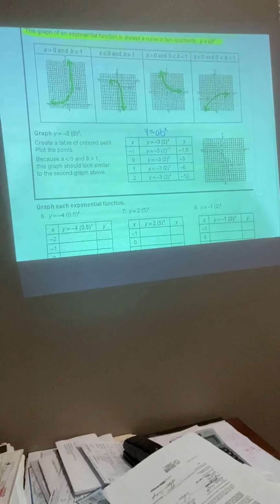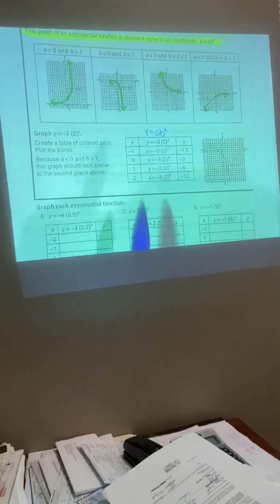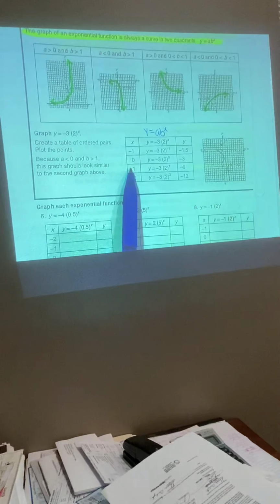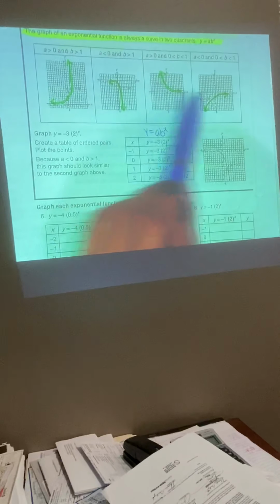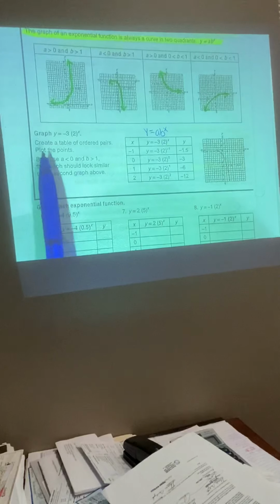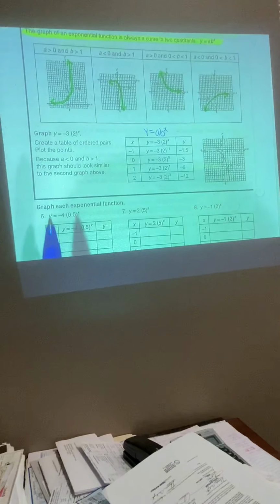So we're going to graph this. Now, the x values will be given to you because you want it to make a nice smooth curve. See how it makes a smooth curve? Every time it curves. Okay? So we're going to create a table of ordered pairs.